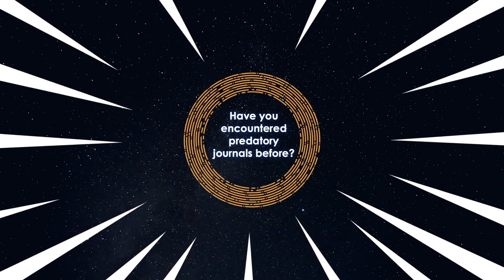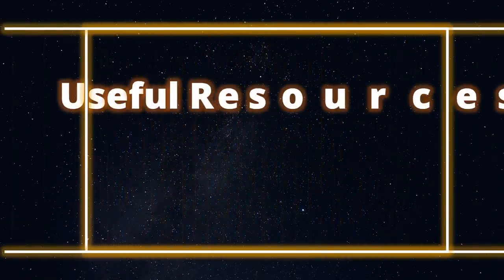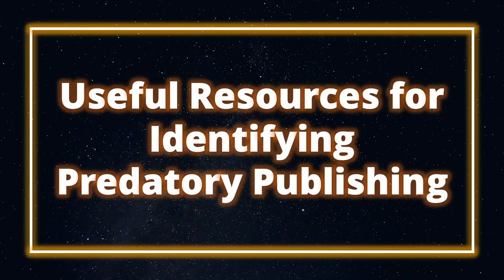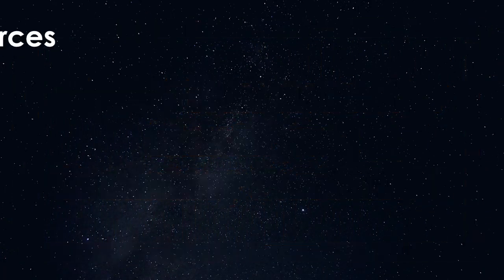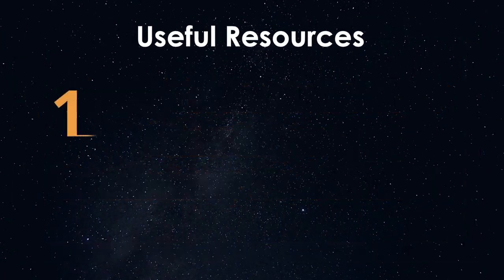Now we will look at some useful resources for identifying predatory publishing. Firstly, Beall's List, which is a popular and controversial list of potential, possible, or probable predatory publishers. Unfortunately, as of January 2017, the list is no longer updated. However, it still remains a valuable resource.